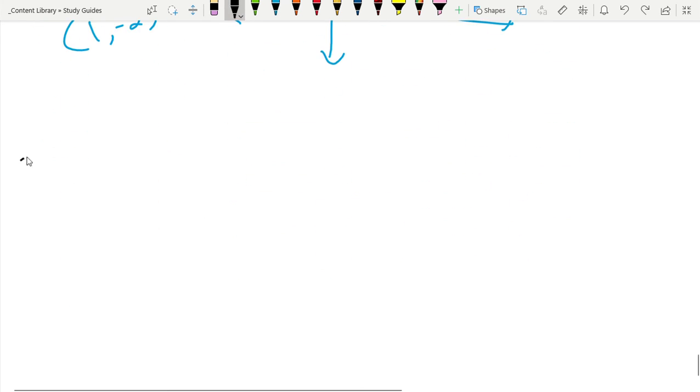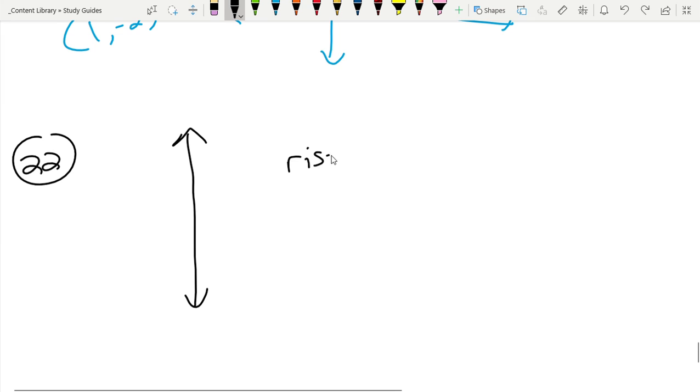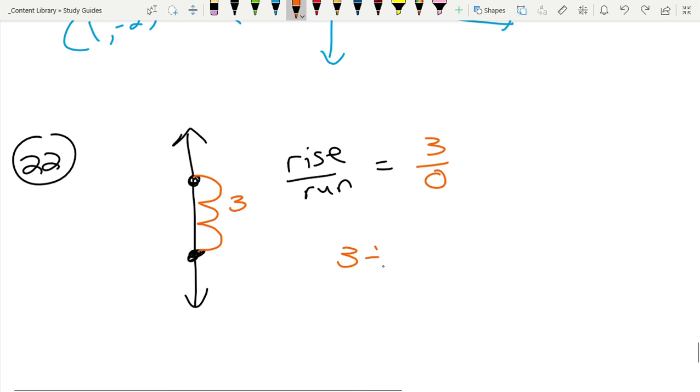And finally, number 22, slope of a vertical line. So let's do this. Here's a vertical line. Slope is the rise over the run. I'm going to pick a point, I don't know, let's say the rise is 1, 2, 3. This number does not matter whatsoever because the run has to be a 0. When you type in your calculator 3 divided by 0, it is going to say error. We do not write error. We write the word undefined.